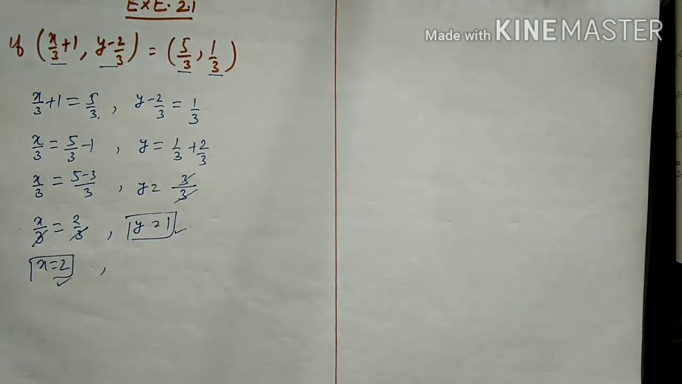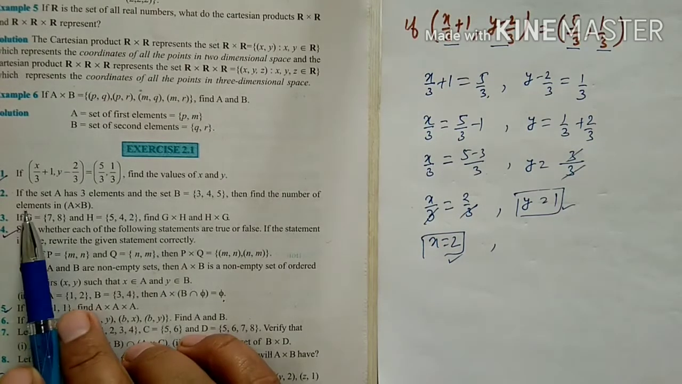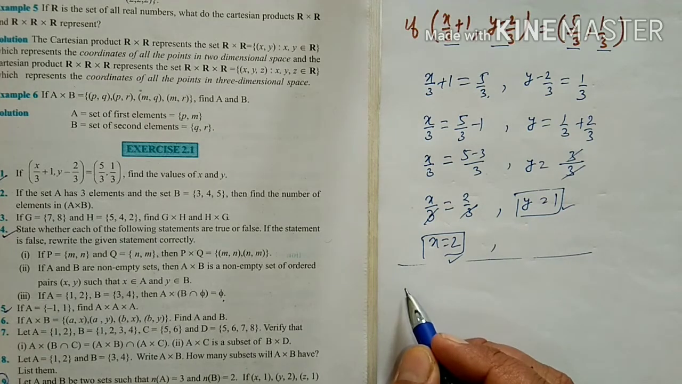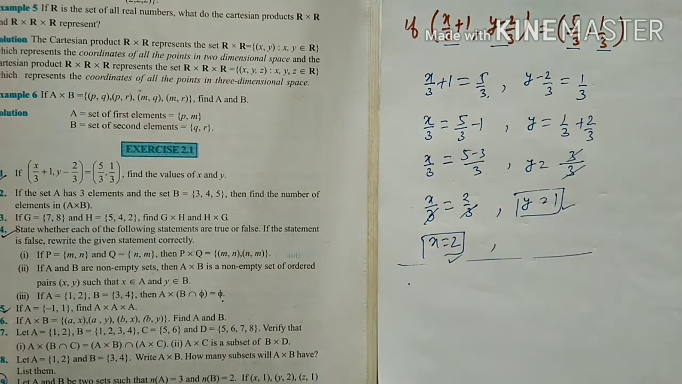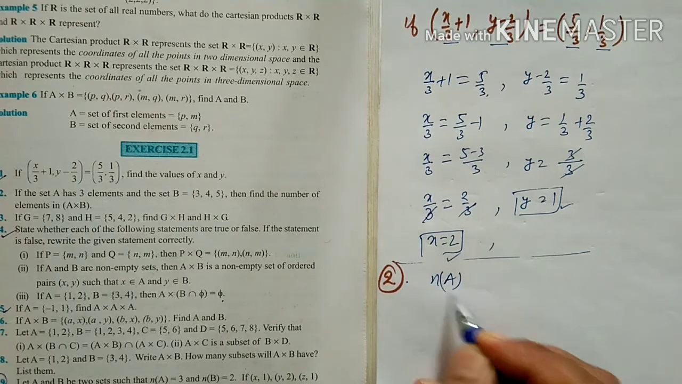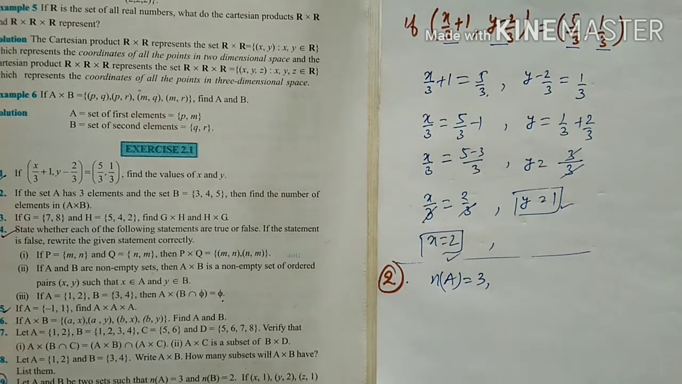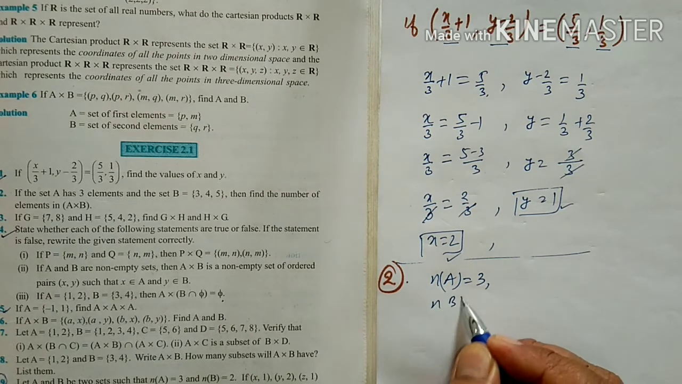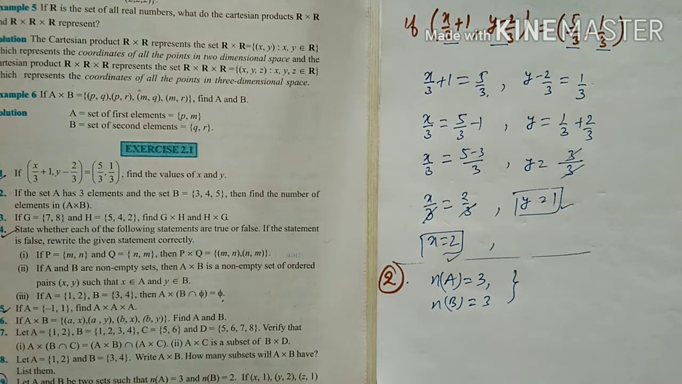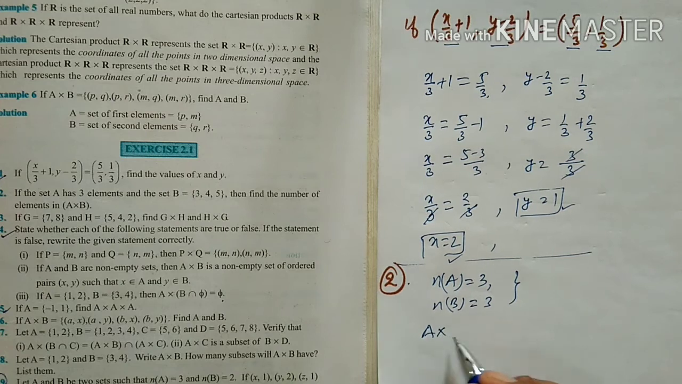Now we move to question number 2. In question number 2 we are given that set A has 3 elements and set B also has 3 elements. Clear? We have to find the number of elements in A cross B. What do we have to find? The number of elements in A cross B.